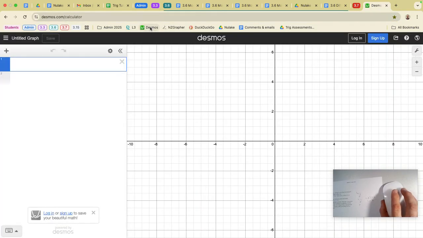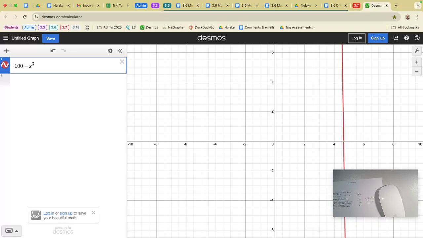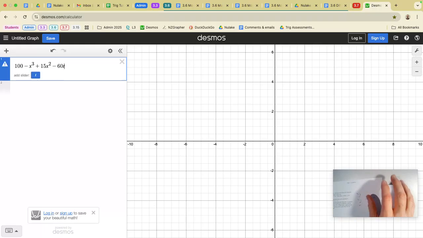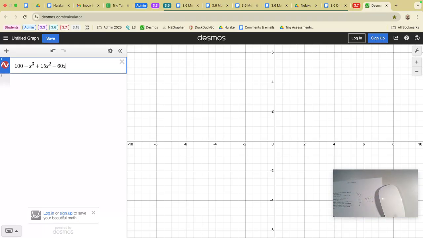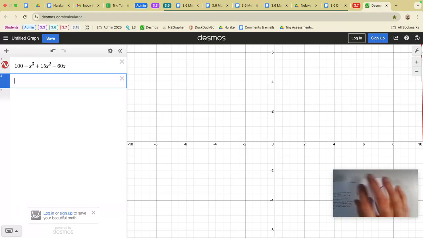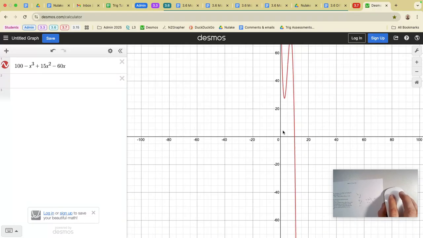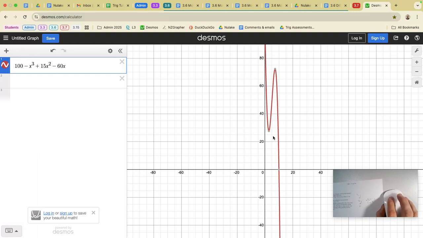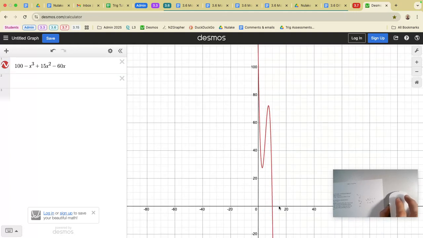So let's go up here. There's Desmos. And the formula was 100 minus x cubed. Obviously, Desmos works in terms of the variable x instead of t. Plus 15x squared minus 60x. Sorry, not t, x. Okay, and here's the problem. You can't see anything. So what you have to do, there we have it, up there. And this is pretty awful on the right here.